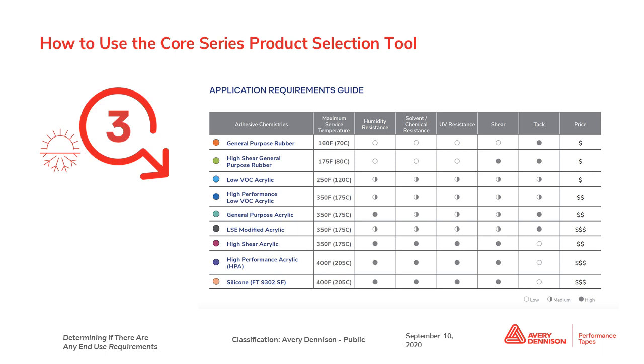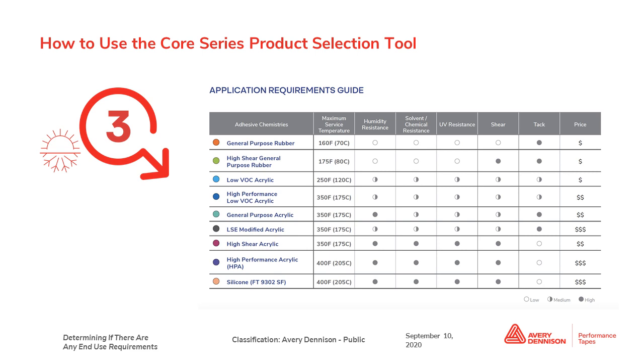Then the next few columns are denoted by a circle, and an empty circle would be low or not recommended. A half-filled circle would be that the adhesive should be good. And then for a filled circle, we highly recommend that particular adhesive when you have to consider that type of requirement.